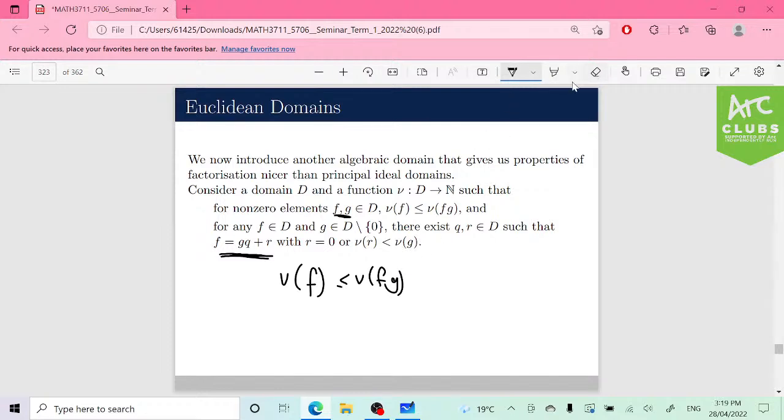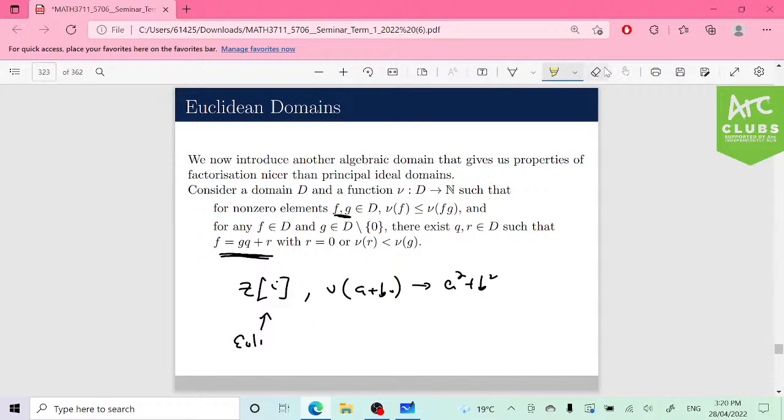So an example of this would be to consider the Gaussian integers. So if you consider Z adjoined i, and then you consider the valuation function, you take in a plus bi, and you send it to a squared plus b squared, then this is actually a Euclidean domain. And it's easy to show that this holds as well.